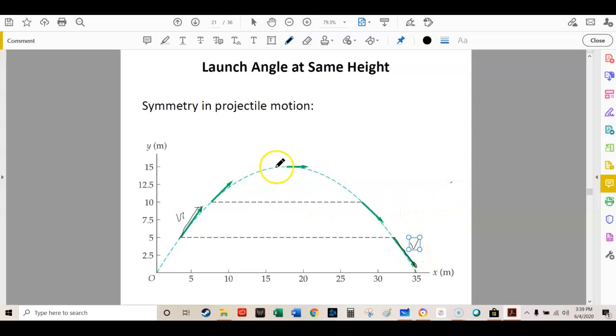Notice that the length of this vector is getting smaller and smaller, and that's because the y direction portion is getting smaller. Notice the x direction portion is the same size, and it's in fact equal to this size. So at the moment where it reaches its maximum height right here, the velocity at that point is the constant velocity vector.